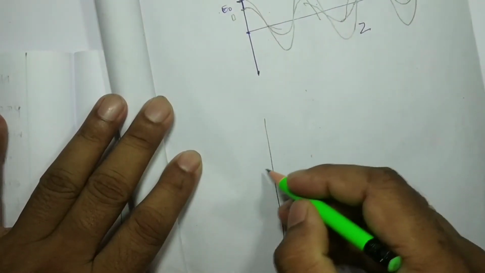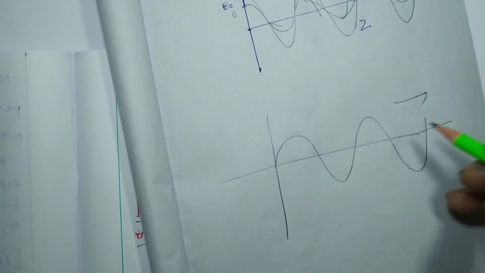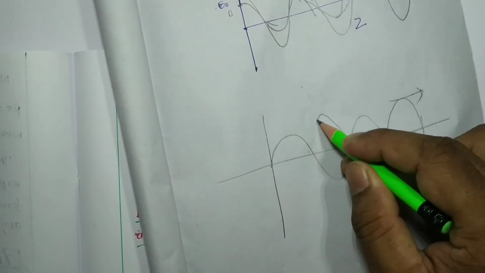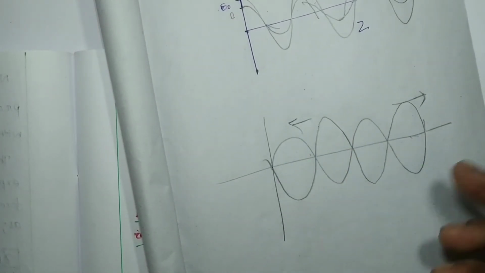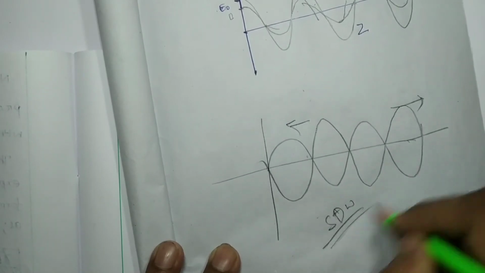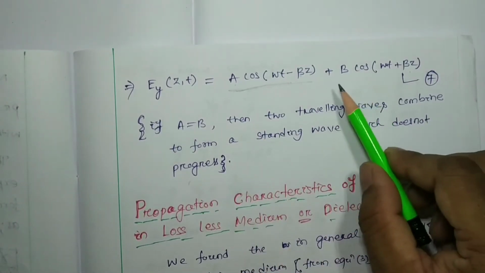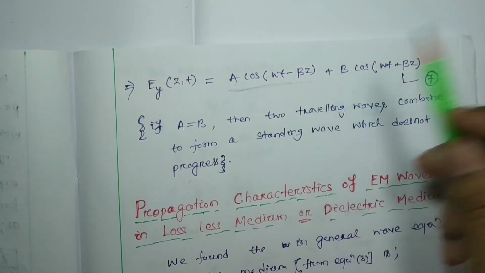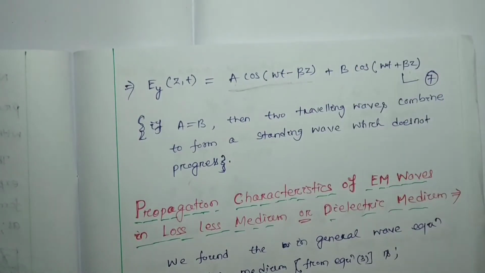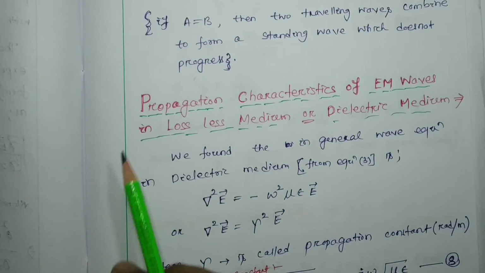That means a wave with the same phase and same wavelength is moving along this way, and another with the same wavelength and same phase is moving along this way. If they are superimposed with each other, then we get a standing wave, that we know. A standing wave does not progress. For this case, if A is equal to B, we can consider that there is no propagation of electromagnetic wave.